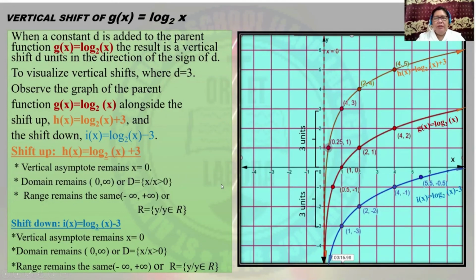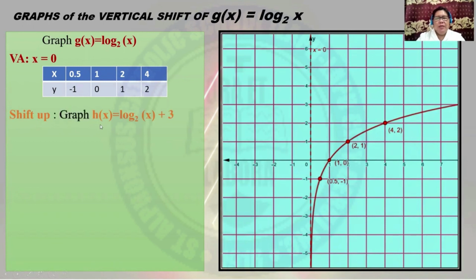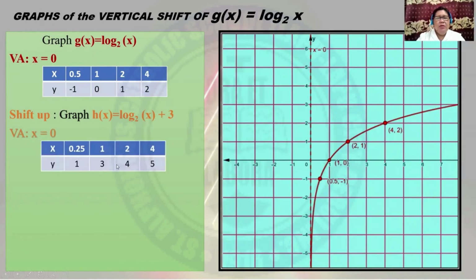So that is how to do the vertical shift of the logarithmic function. And we can also assign values. This is the parent function or the original function, which is the g of x. So for the shift up, represented by h of x, we can have the vertical asymptote the same, and we can use this table of values. So let us plot now the points in the Cartesian plane and connect with a curved line.